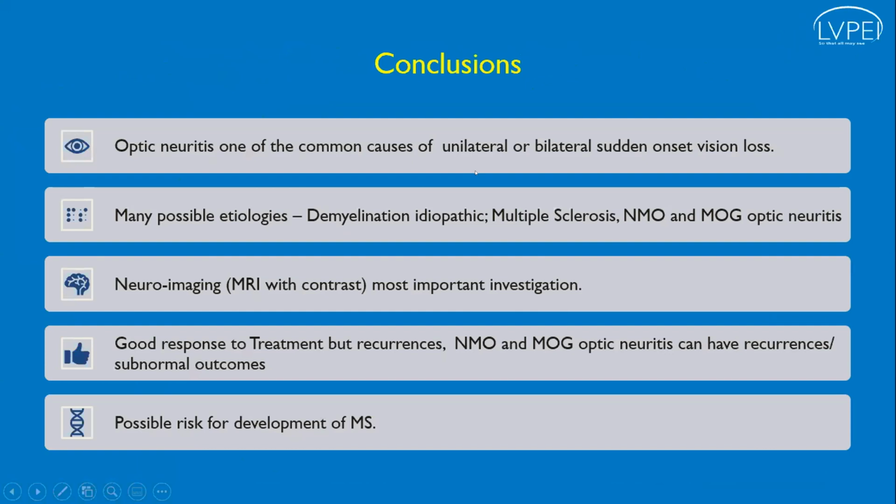I think I will conclude here by saying that optic neuritis is one of the most common diseases that we see as ophthalmologists as well as neuro-ophthalmologists. The most common etiology is demyelination. MS, NMO, and MOG optic neuritis are the common etiologies that we need to diagnose. Neuroimaging, that is MRI brain and orbits with contrast, is the most important investigation and dictates how we proceed further. Many patients do have a good response to treatment, but NMO and MOG can have recurrences, and NMO especially can have subnormal outcomes. And we do need to consider the risk for development of MS where we are thinking of that.